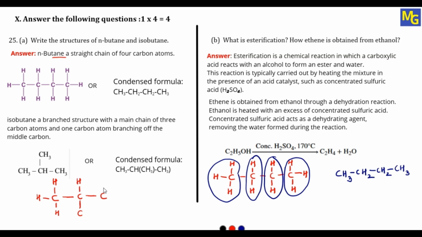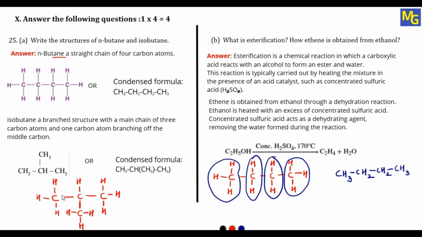If you see the last carbon, this also requires 3 hydrogens like this. And the branch carbon has 1 bond, so it requires another 3 bonds like this. So we will write H, H and H. Now this is the structural formula for isobutane.